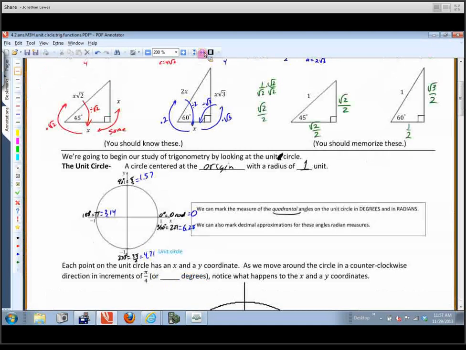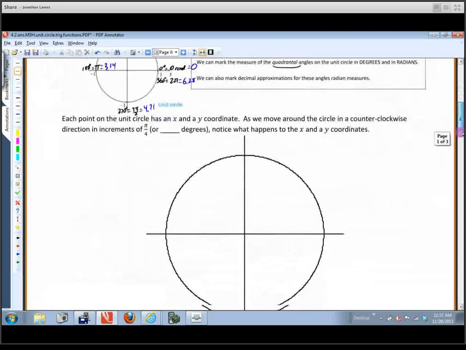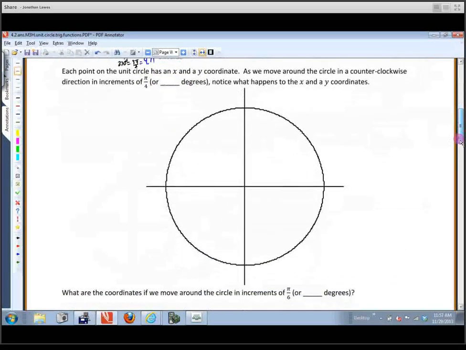So now that we've got that, we're going to do something that we really need to be very, very well familiar with by the time we're done with this. I've got a big picture of a unit circle here, so if you'll follow along and do what I do. Each point on the unit circle has both an x and a y coordinate. And we're going to move around the circle in a counterclockwise direction, so in a positive angle measurement direction. And we're going to do that in increments of pi fourths.